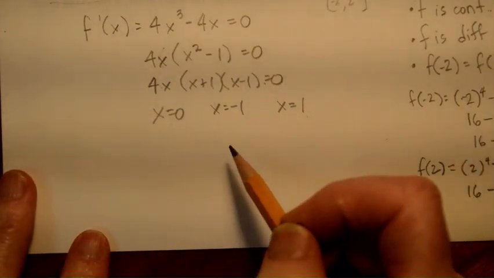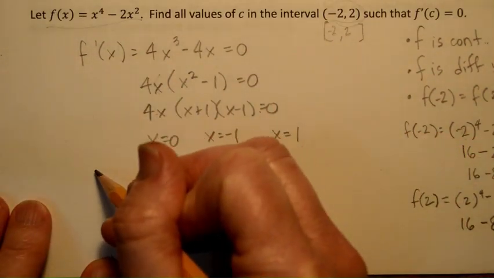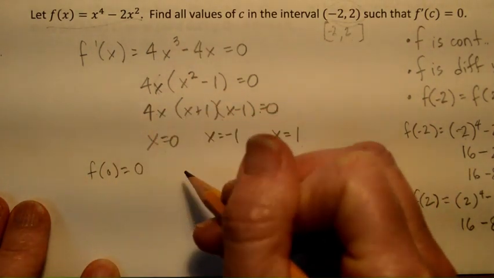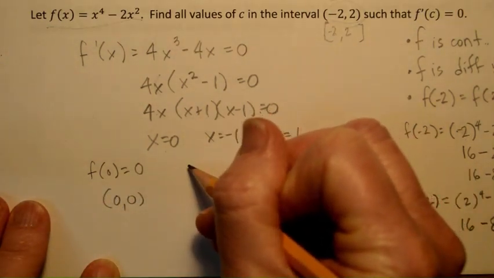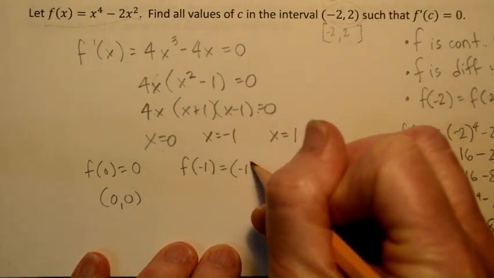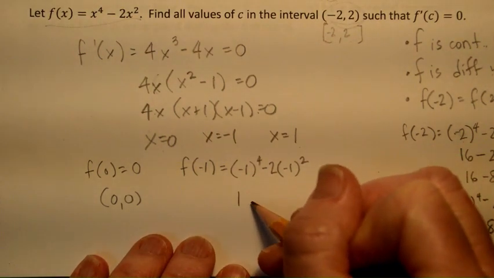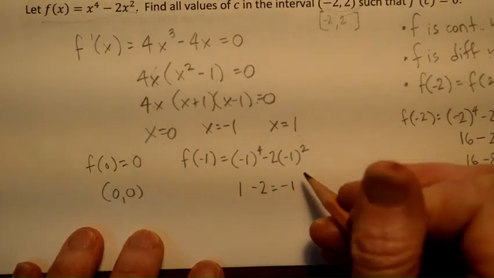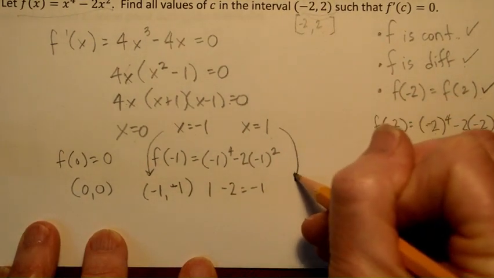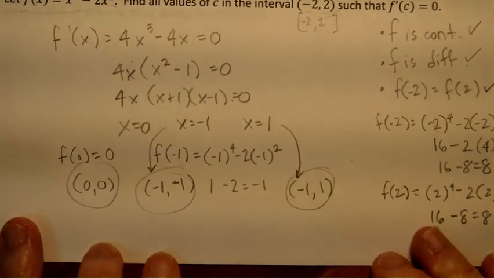We've got these 3 points. So let's find what the y value is for each of them. So if I plug in 0, I get f of 0 is equal to 0. So this point is going to give us 0, 0. If I plug in -1, again, this is going to be the same for +1. If I plug in -1, I end up with -1 to the fourth minus 2 times -1 squared. That is 1 minus 2, so that's -1. So this is going to give us the point -1, -1, and this is going to give us the point +1, -1. So at these 3 points, we have horizontal tangent lines.